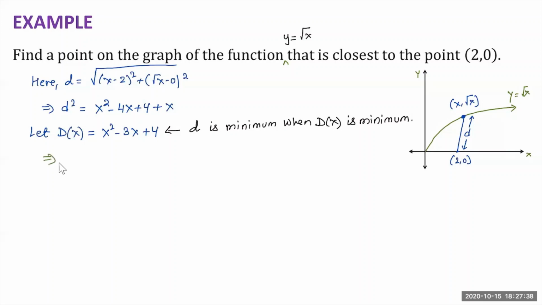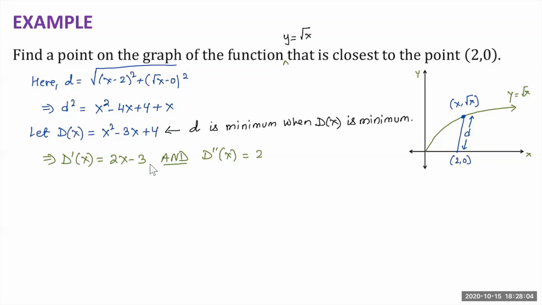So this implies the first derivative is equal to the derivative of x squared minus 3x plus 4, which is 2x minus 3. And the second derivative, if you find the second derivative, it will be d double prime x is equal to the derivative of 2x minus 3, which is 2.